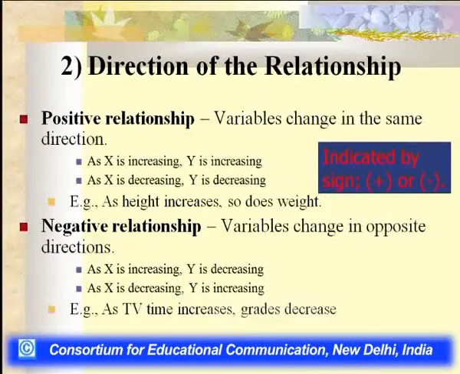Now coming on to another aspect, that is the direction of relationship. This is also very important because this is indicated by the minus or plus sign. If you see a positive relationship, variables change in the same way. As X increases, Y also increases. As X decreases, Y also decreases. For example, as the height increases, so does the weight. In a negative relationship, the variables change in the opposite direction, that is, X is increasing, Y is decreasing. As X is decreasing, Y is increasing. For example, as TV time increases, the grade decreases.